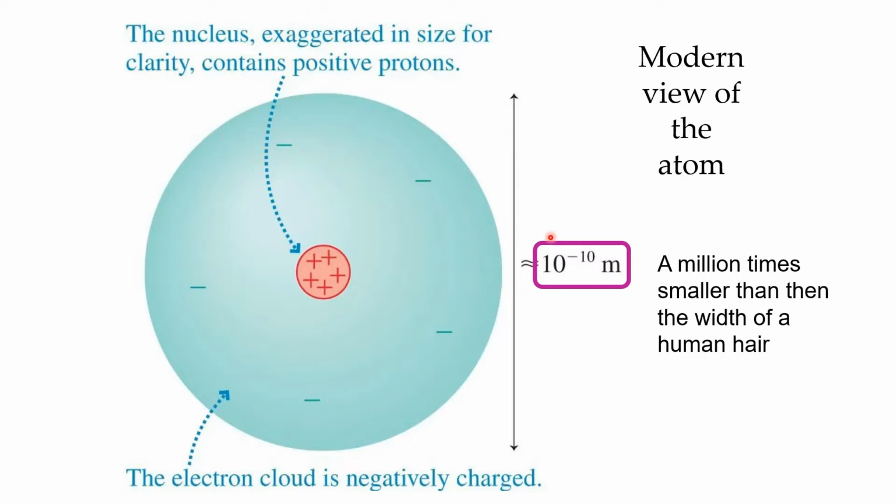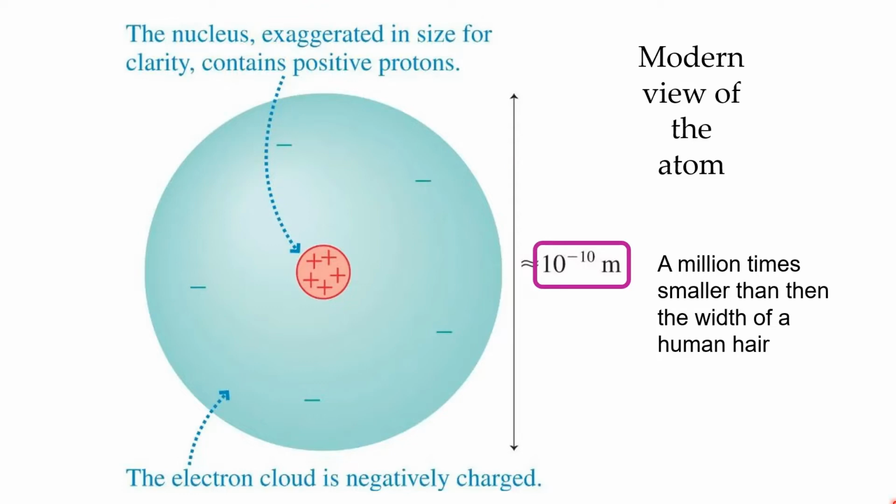It's actually 1,000,000 times smaller than the width of a human hair. So if you were to stand a human hair up, think of maybe this as a human hair, you could line up 1,000,000 atoms widthwise to equal the width of one hair. So that tells you that these are really, really, really small objects.